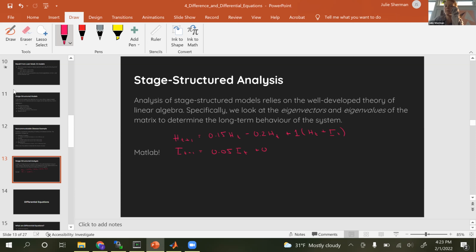And then we're getting that 0.2 from the healthy. So I'm hoping to convince you that I can write this as a matrix. And how I'm going to do that is by making vectors of the population at t plus 1 and multiplying it by that same vector at time t. So now what I do is I can collect coefficients to put in the matrix.